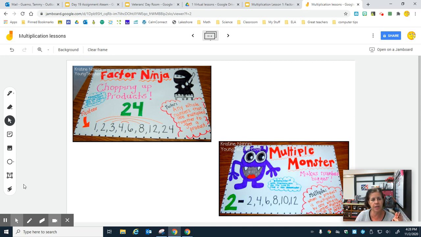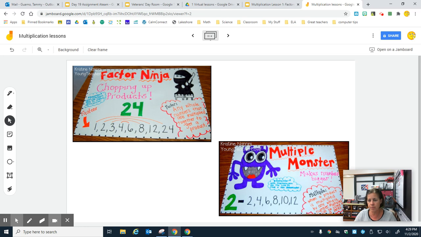One way to think about it is being a factor ninja, and you're chopping up the products. So right here, if you see, we've got 24 is a multiple, and these are all the factors that equal 24. So 1 times 24, factors that equal 24. 2 times 12, factors that equal 24. 3 times 8 equals 24. 4 times 6. So those are all the factors of 24.